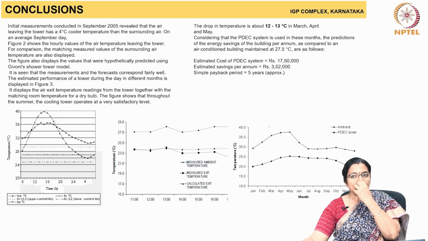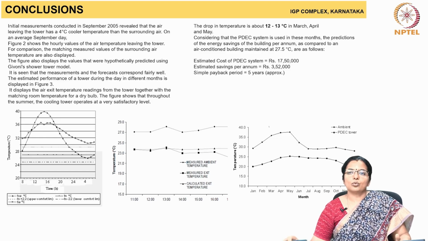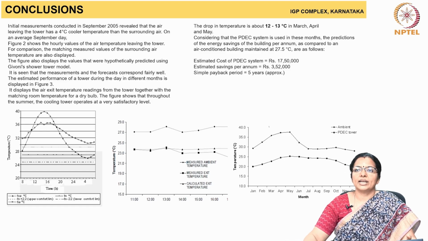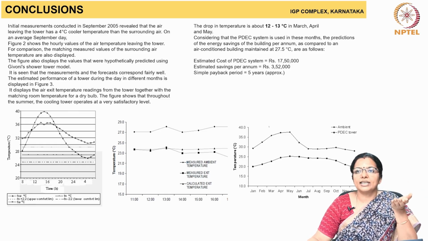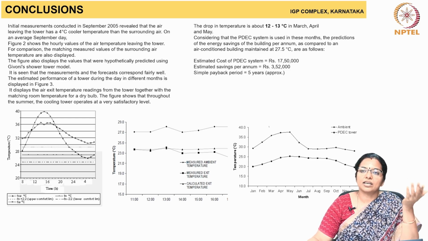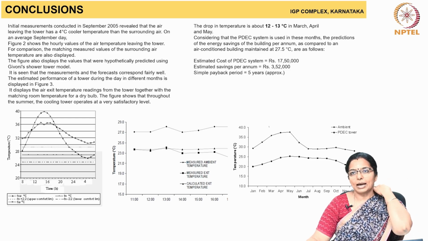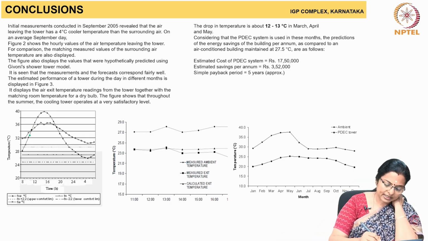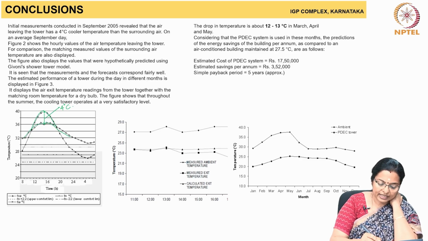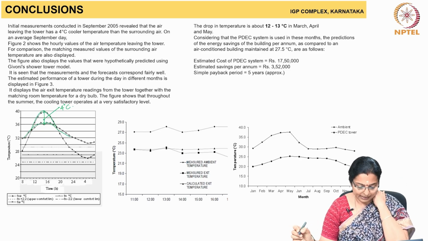So, measurements were conducted in September 2005, which showed that the air leaving the tower is at least 4 degrees centigrade cooler than the surrounding air. This happens on an average September day. You can see that the indoor temperature is at least 4 degrees lower than the ambient temperature.